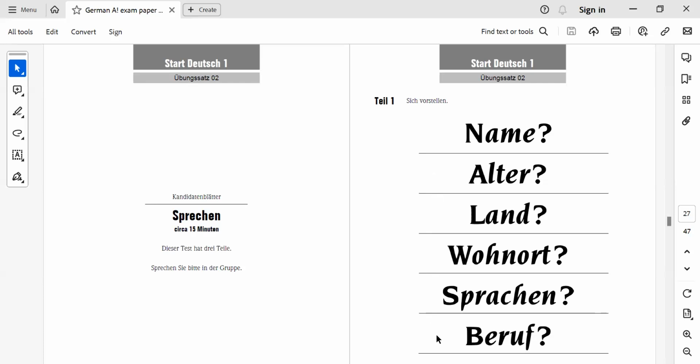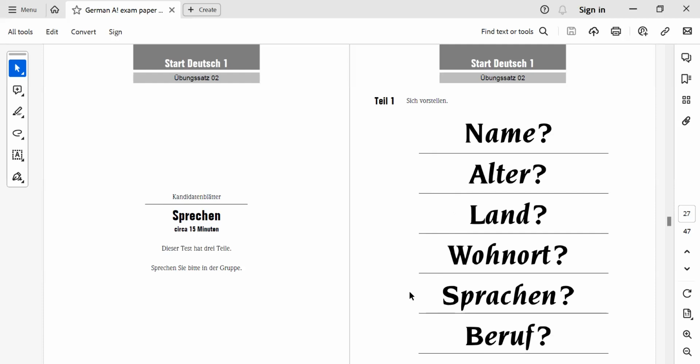So there are different ways of answering for Beruf also. Ich bin Englischlehrerin von Beruf. Or you can also say, ich arbeite als Englischlehrerin. Or ich bin Ingenieur von Beruf, or ich arbeite als Ingenieur. So these are the different ways of saying. Now this is like 5 marks. If you are doing this properly, 5 out of 5 is like 100% guaranteed.